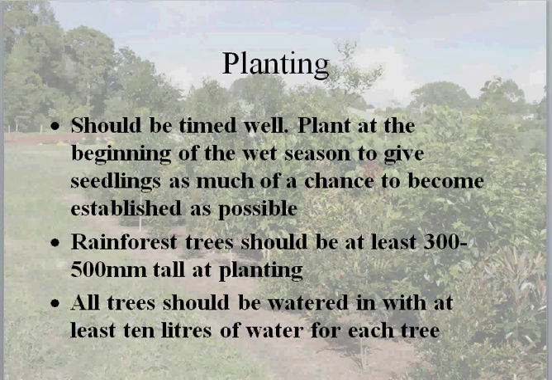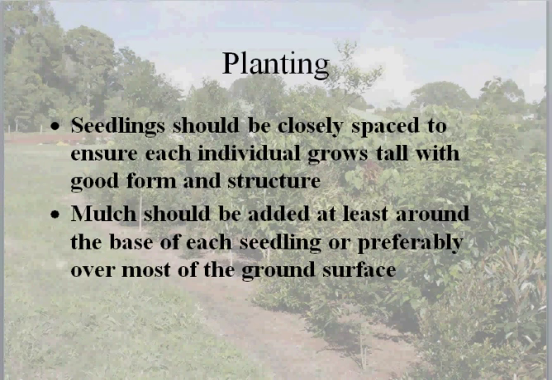That's about 10 liters for each seedling. So if you have a planting of about 1,000 seedlings, that's 10,000 liters of water. That's a lot of water. Fairly big weight. Alright, seedlings should be closely spaced, about 1.5 to 1.8 meters between the seedlings.